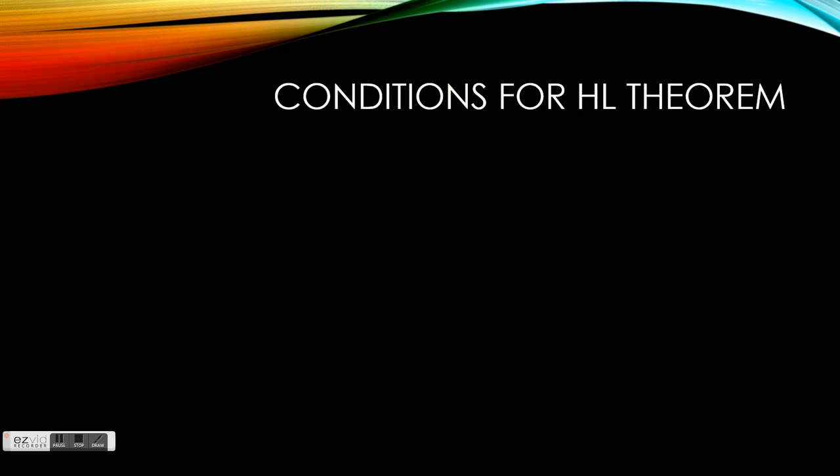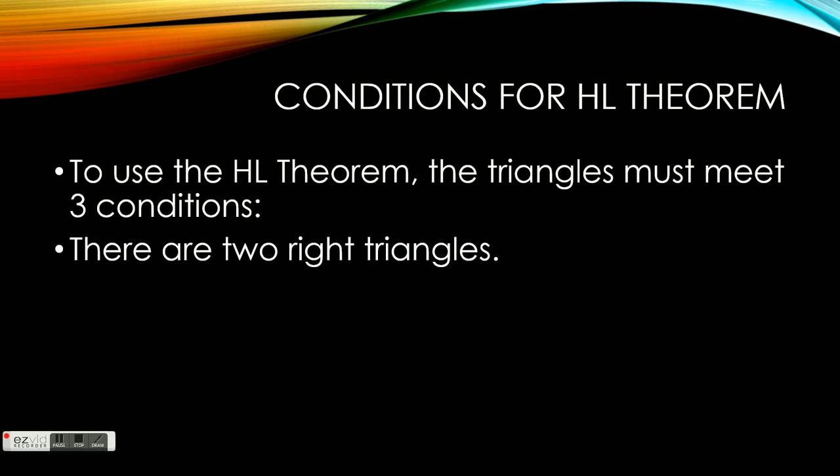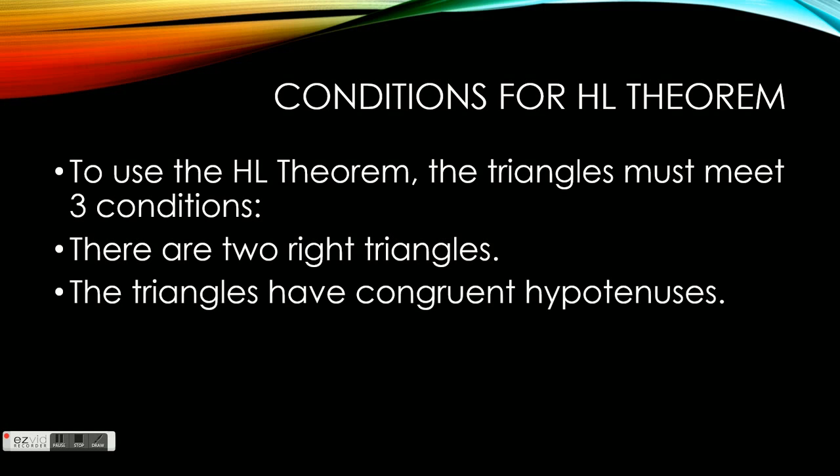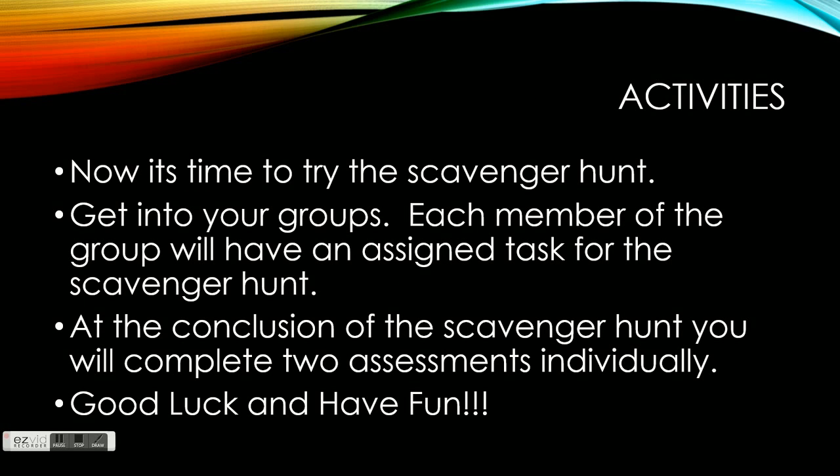So now let's talk about the conditions for the HL theorem. To use the HL theorem, the triangles must meet three conditions. The first condition is that the triangles are both right triangles. The triangles have congruent hypotenuses, and there is one pair of congruent legs. So remember those conditions.